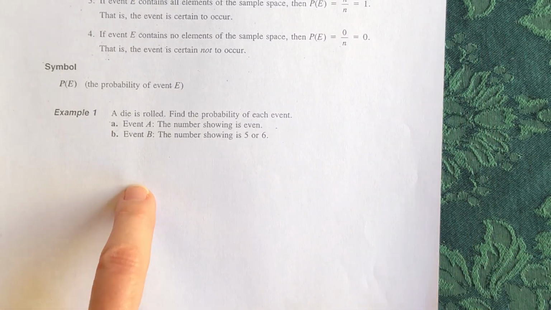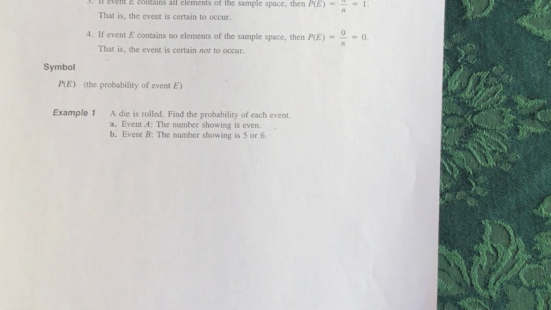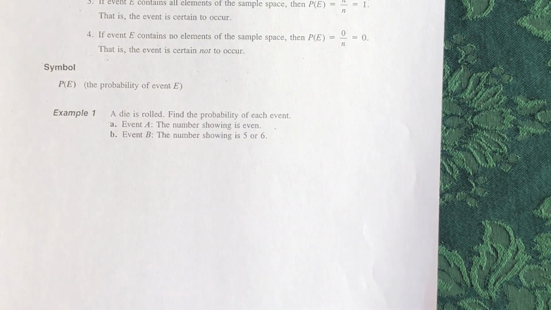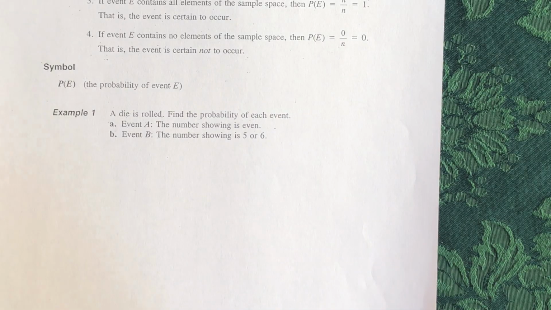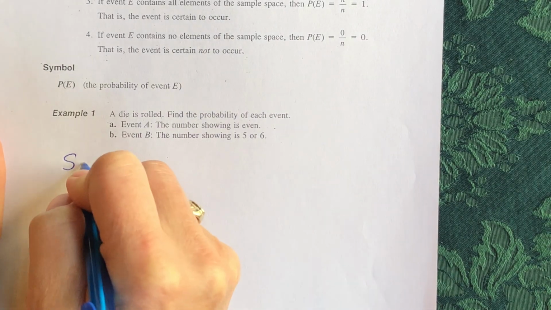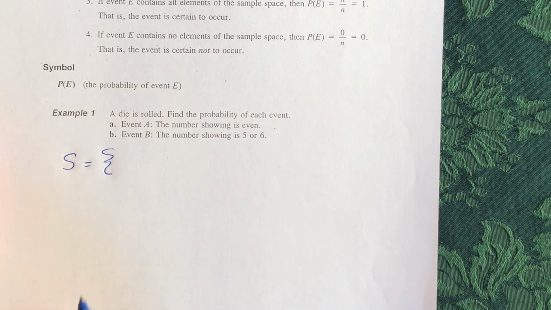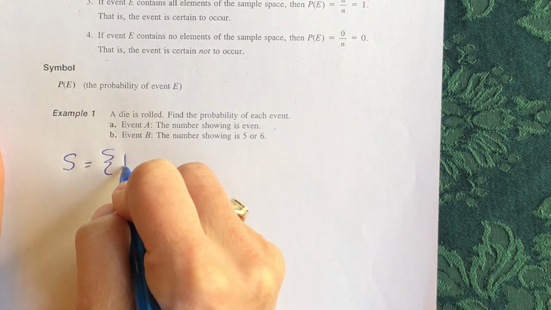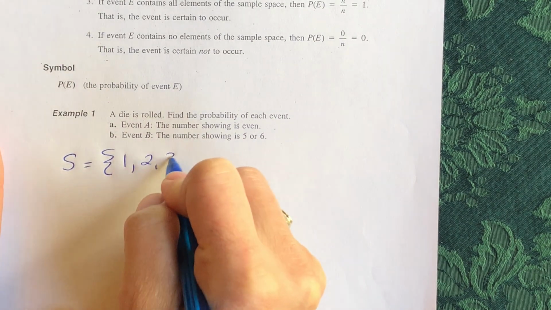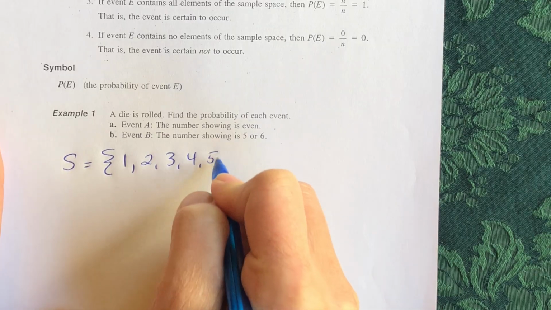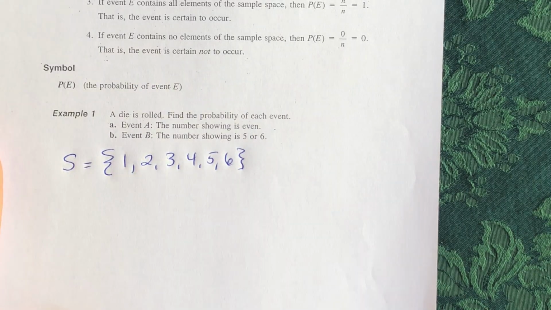Okay, so let's try some problems down here at the bottom of your worksheet. It says, a die is rolled, find the probability of each event. Before we even start, I should talk about my sample space. If I roll a die, my possibilities would be a 1, a 2, a 3, a 4, a 5, or a 6. Those are my total possibilities.